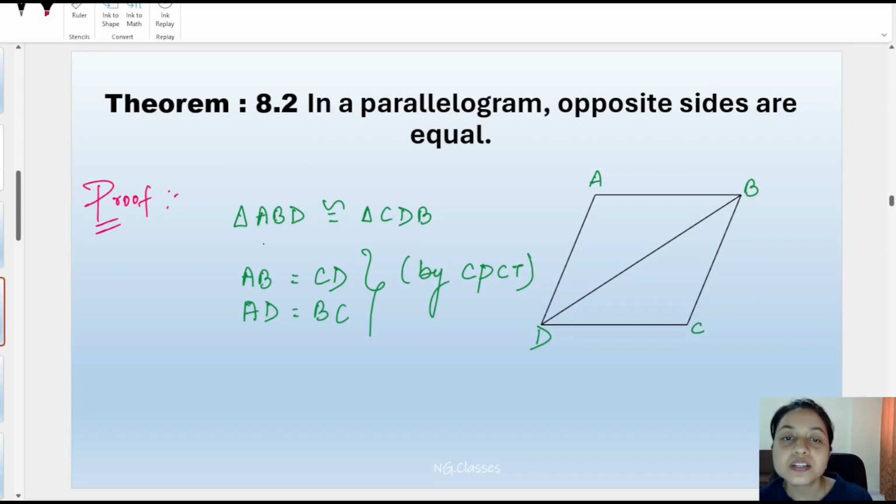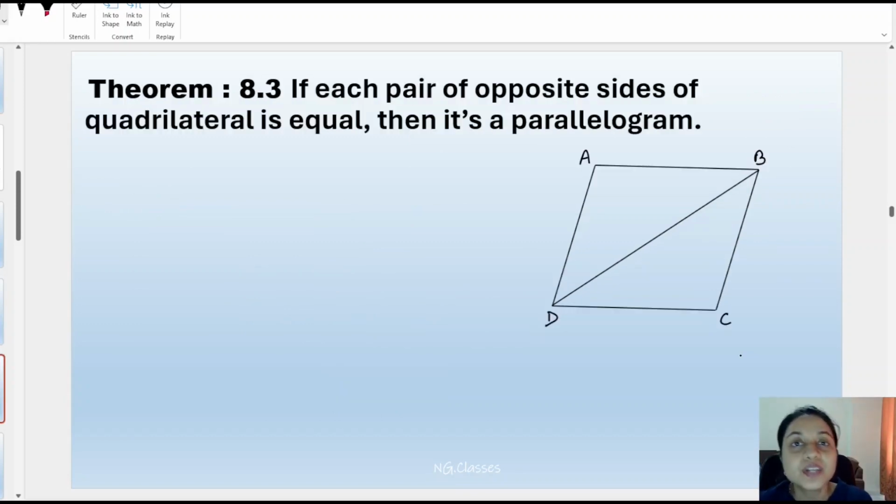So to prove this theorem that opposite sides of a parallelogram are equal, at first we have to prove that a diagonal of a parallelogram divides it into two congruent triangles, and after that we can say that corresponding sides of congruent triangles will be equal to each other. So hence we are done with the proof. Let's see our next theorem.